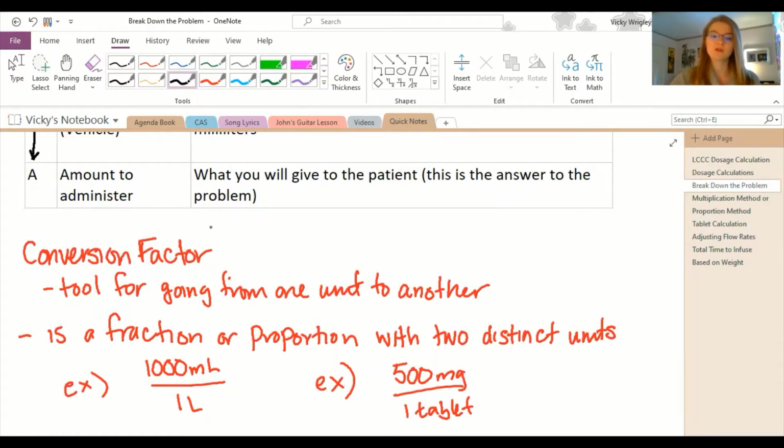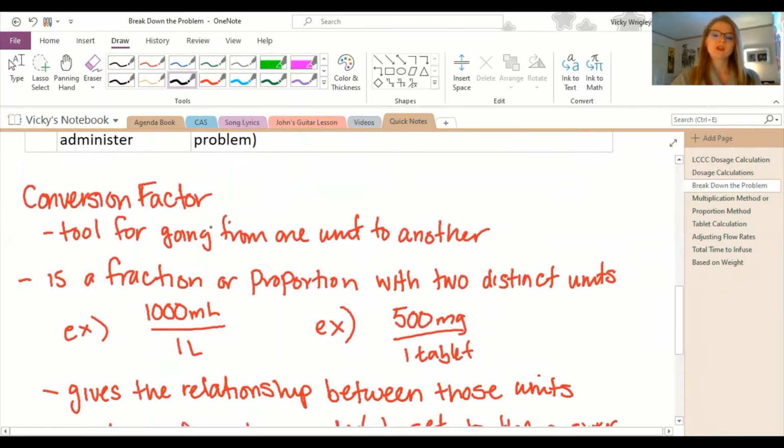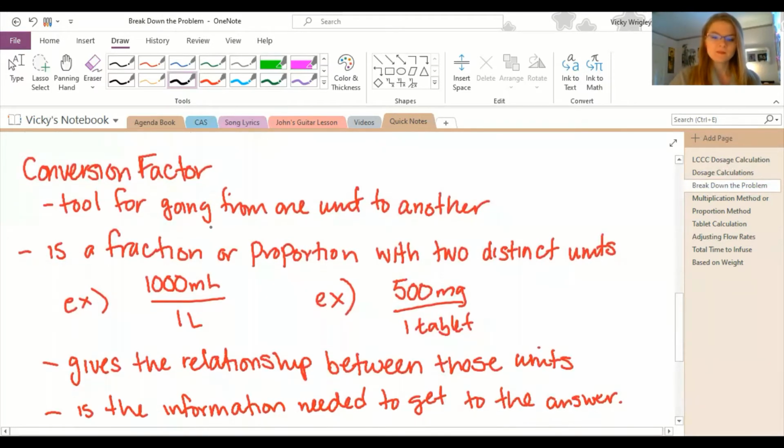But they both serve the same function. They give the relationship between those 2 units. In every 1 tablet, there is 500 milligrams. It's giving you the relationship between tablets and milligrams. And this is very important because this is how you're going to get from 1 unit to another, using that relationship provided in your conversion factor. As I said, this is the information that we need to get us to the answer.